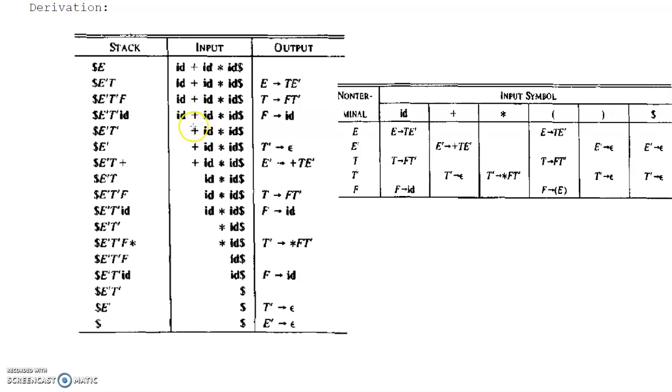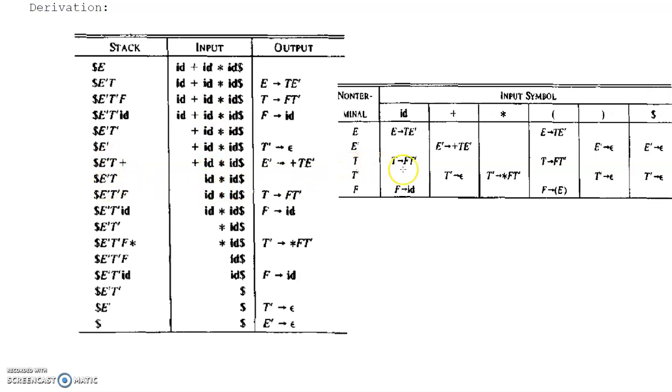Now the top of the stack is T dash and the input symbol is plus. Once again check the entry of T dash and plus, that is epsilon. So T dash is going to be replaced by epsilon. Now the stack top contains E dash and the input is plus. E dash on plus contains plus T E dash, so in reverse manner E dash T plus is pushed into the stack. The top of the stack and the input symbol are both plus, the same, so pop the symbols.